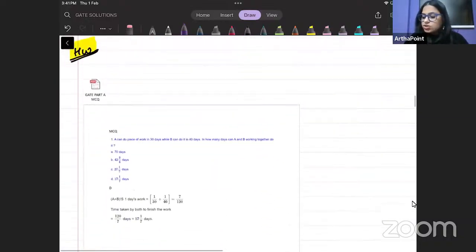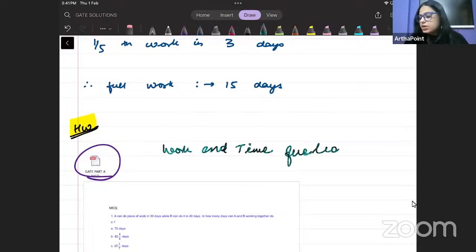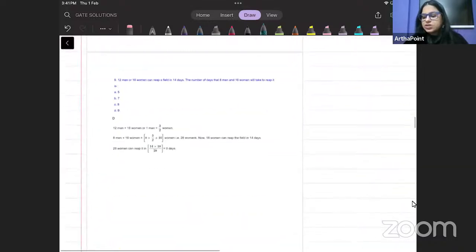Right? So this is the second kind of question which can come in the exam. These are known as work and time questions. You will be given that A can do a task in these many days, B in this, C in this, and how many days the task will be completed. Such questions can be asked in the exam. Okay, this is your homework. I am just skipping it. Please practice your homework.